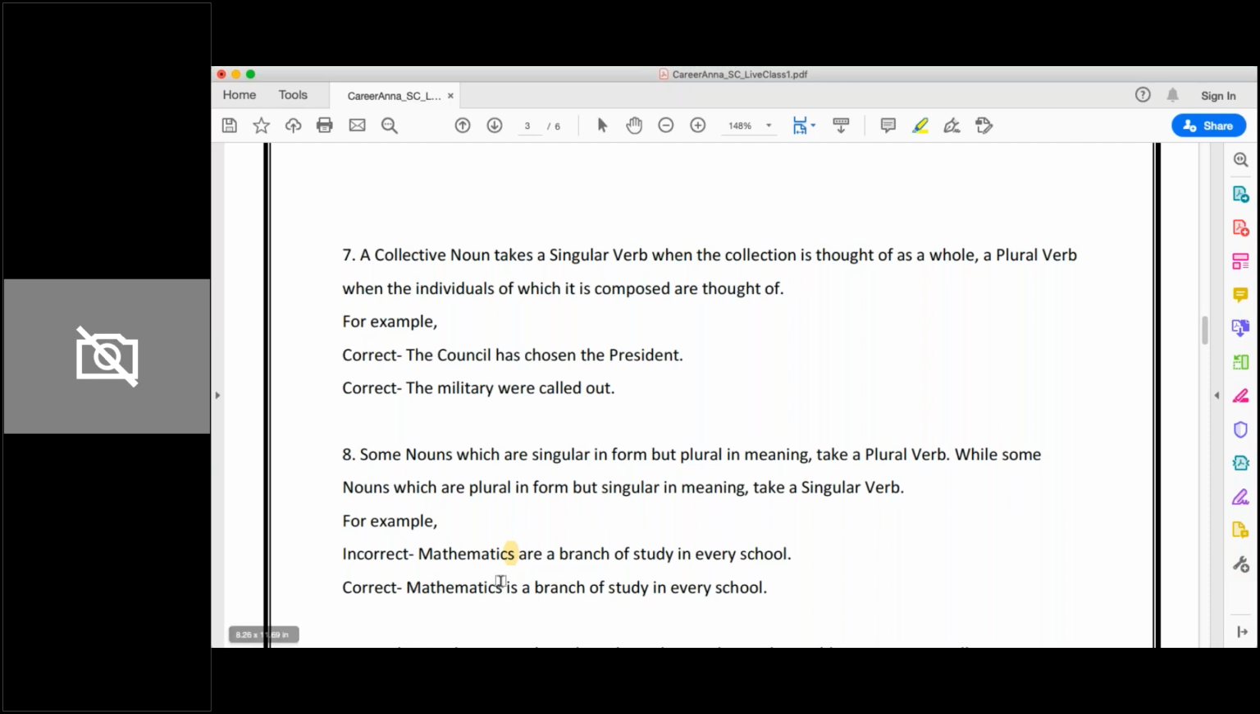Is it clear? So I will not say mathematics are a branch of study in every school. I will say mathematics is a branch of study in every school. Is it clear? Similarly, there can be a noun which is looking singular but is plural in meaning. Can you give me any example? Any example for such a word?